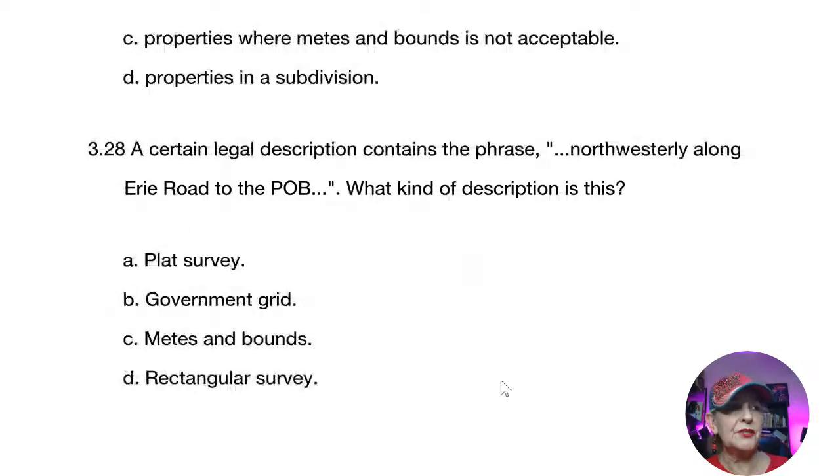Yes. A certain legal description contains the phrase northwesterly along Erie Road to the point of beginning.